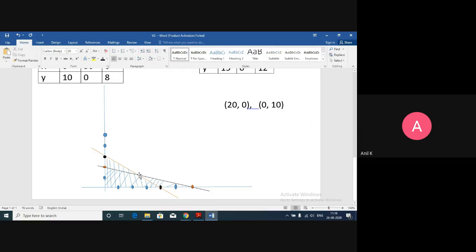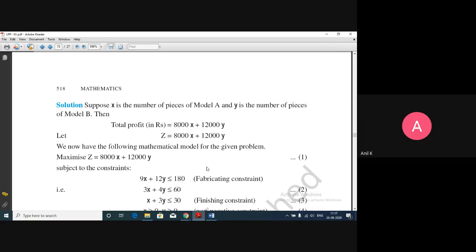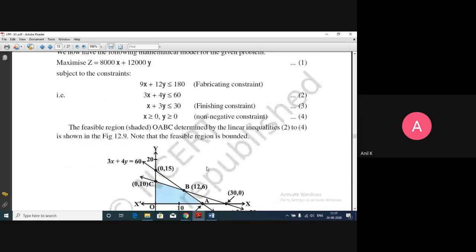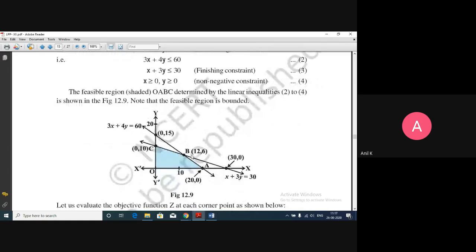This point of intersection, if you draw it on the graph exactly, maybe it will come between 10 and 15, maybe 12 or 13. And here also, if I take this point, it is coming between 5 and 10, maybe 6 or 7. So that point also I'll take here. If you draw on the graph exactly, it will give the answer. I'll show you what the exact answer is. Yes, 12 comma 6. Our guess is correct.